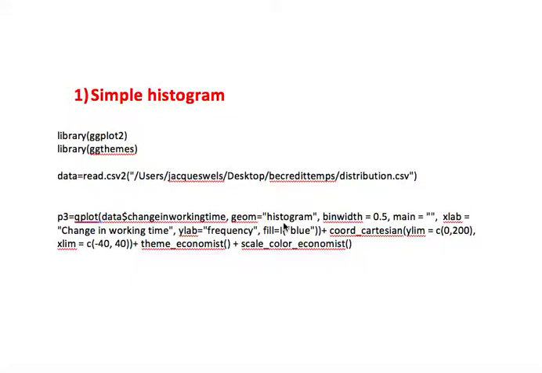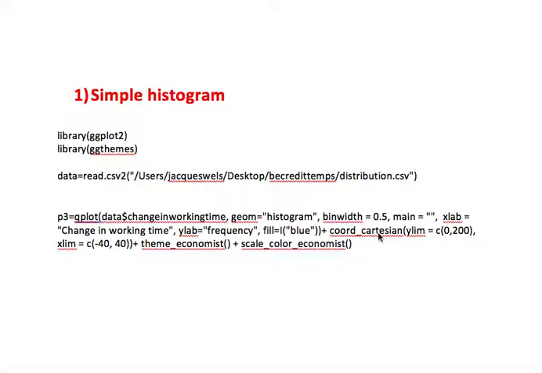The geom here is the histogram. We want to do a chart looking like a histogram and not lines, not anything else. Okay, here it's the size as usual. Main is the title. We don't want any title right now. xlab, it's the label in x. So the label is change in working time. ylab is the frequency. So frequency will be the label of the y axis. We want to fill it in blue.